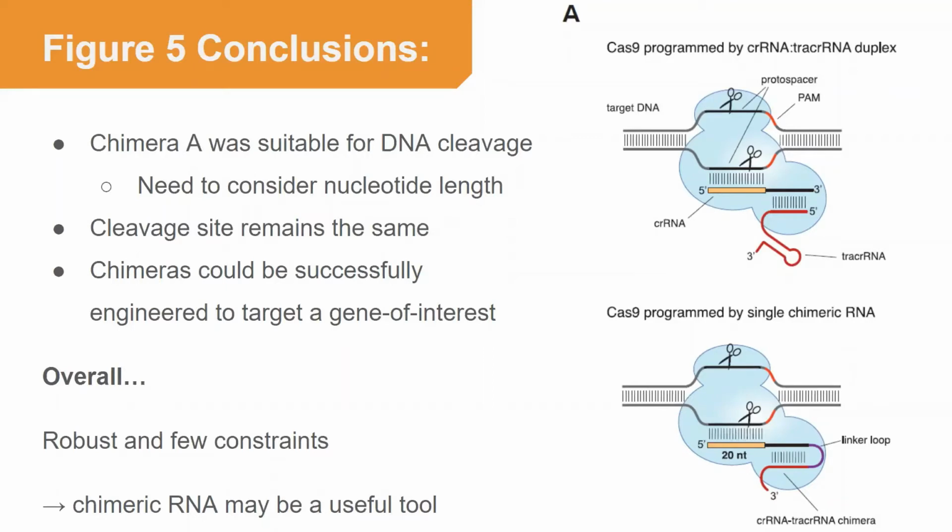In Figure 5c, we saw that the cleavage site remains the same between the dual RNA guided system and the chimeric RNA guided system. And lastly, chimeras could be successfully engineered to target a gene of interest. And this was seen in Figure 5d when chimeras were engineered to target the green fluorescent protein gene. Overall, the authors concluded that the system is robust and only has a few constraints, including nucleotide length and the recognition sequence. And overall, the chimeric RNA is a useful tool.